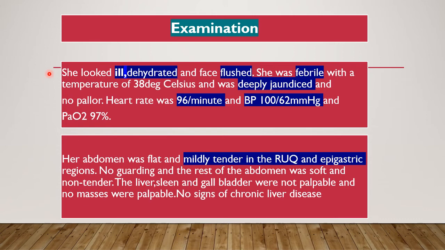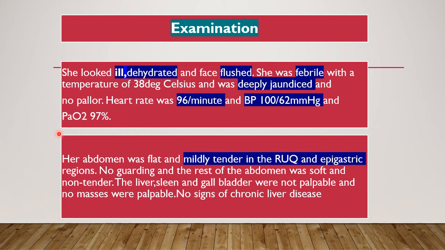On examination, she looked ill. She was dehydrated and face flushed. She was febrile with a temperature of 38 degrees Celsius and deeply jaundiced but no pallor. Her heart rate was 96 per minute, BP 100/62 millimeters of mercury, and her partial arterial oxygen saturation was 97% on room air.